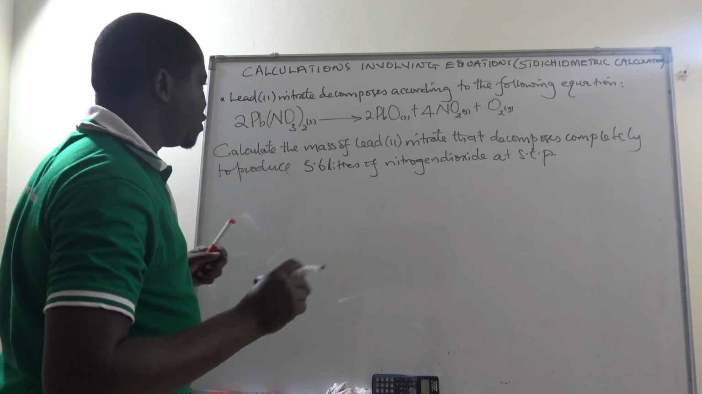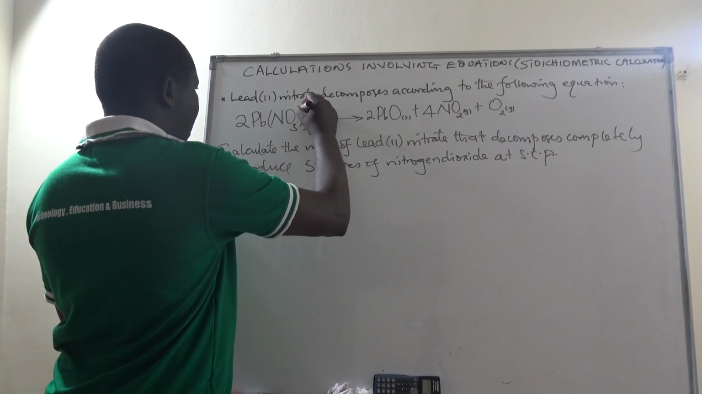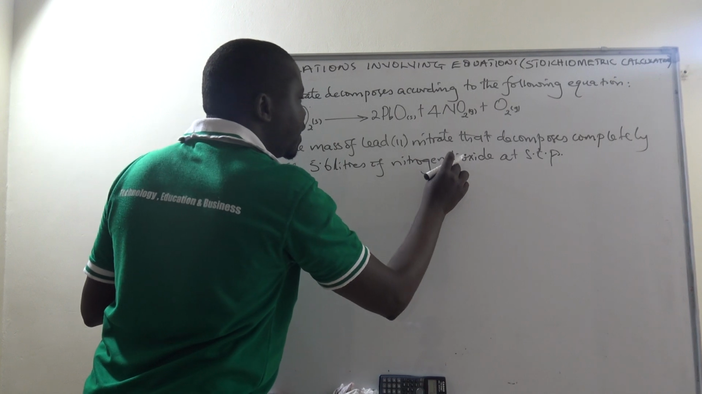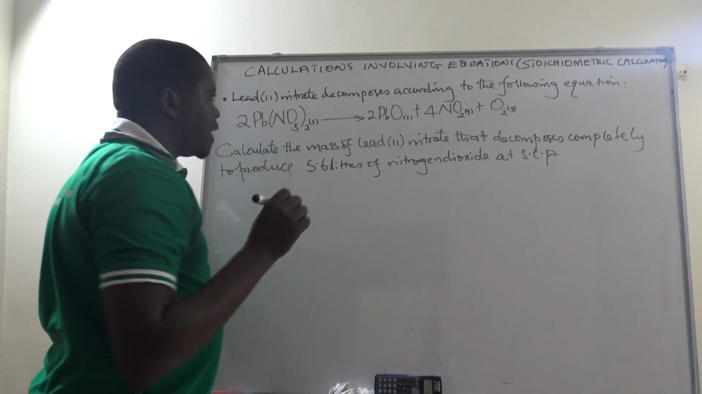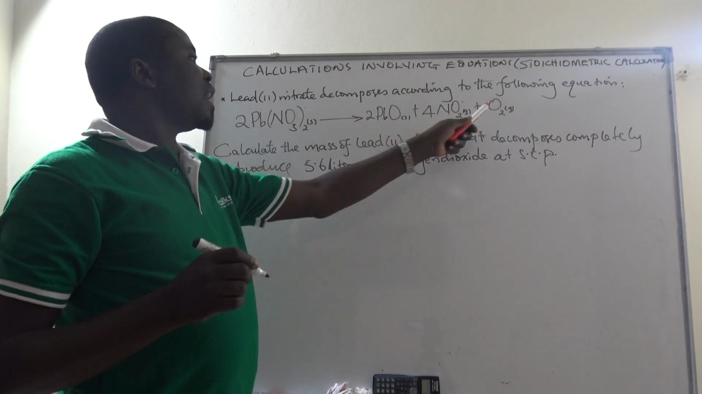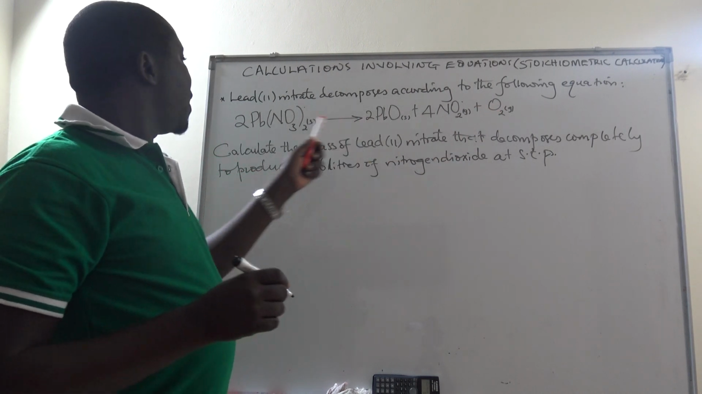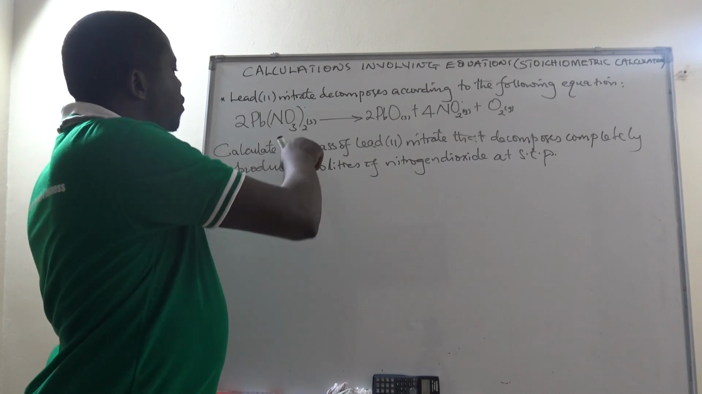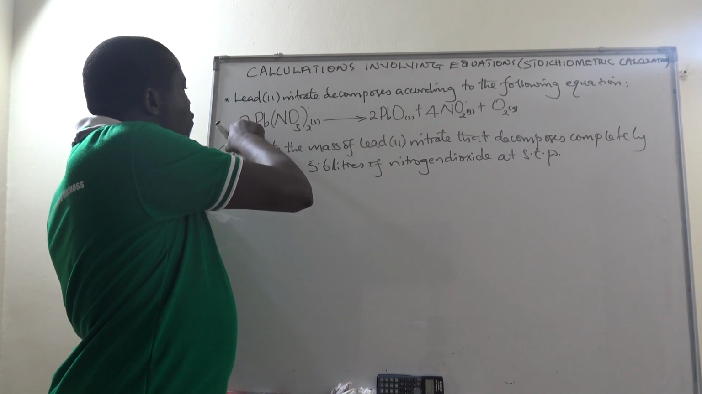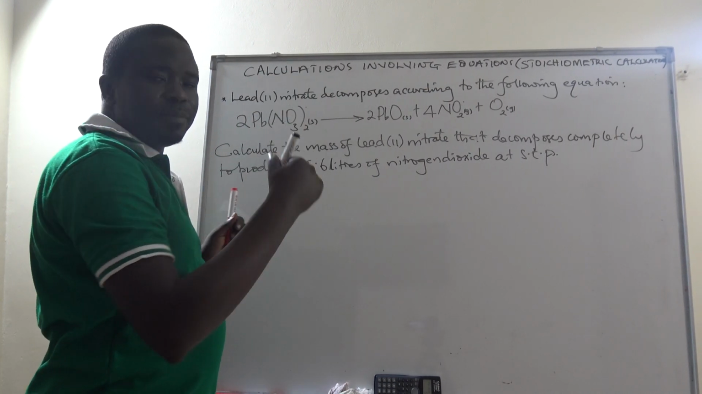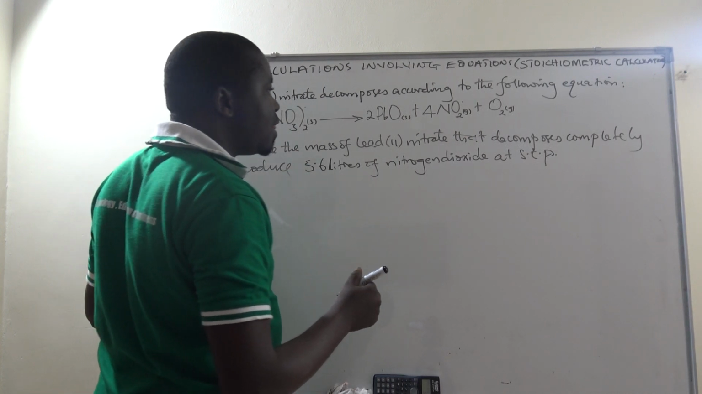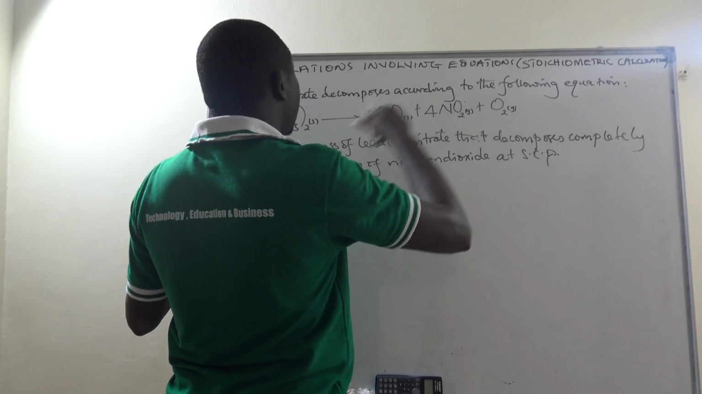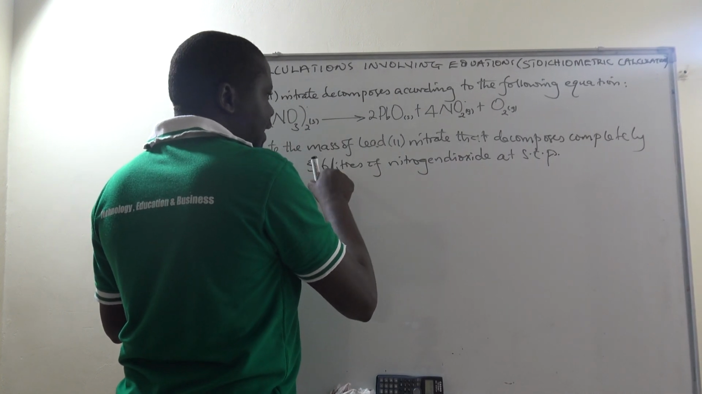Identifying the chemical species to use. Lead (II) nitrate. Then I'm going to also use nitrogen dioxide. Meaning that I'm not going to touch lead (II) oxide, I'm not touching oxygen gas. We are only using these two. And for lead (II) nitrate, we are going to look for its mass, meaning that these 2 moles of lead (II) nitrate, we shall convert them to mass. And then for the nitrogen dioxide gas, we are going to convert it to volume in liters.